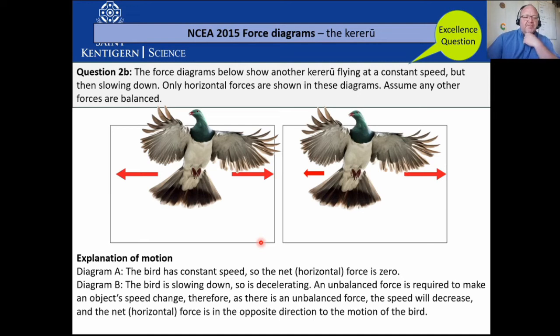So there was a diagram. The bird had a constant speed, so the net horizontal force is 0. In B, the bird is slowing down, so it is decelerating. An unbalanced force is required to make an object's speed change. Therefore, with the unbalanced force, the speed will decrease, and the net horizontal force is opposite to the direction of the motion of the bird. Can you see that last part? Opposite to the direction of the motion of the bird. If you don't add that, you will not get excellence.